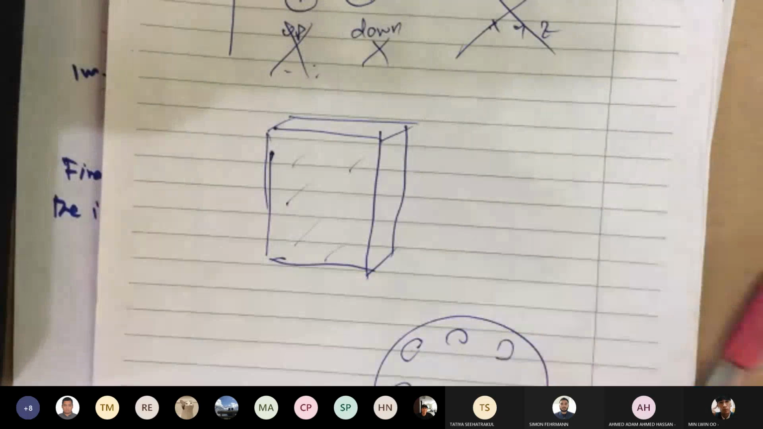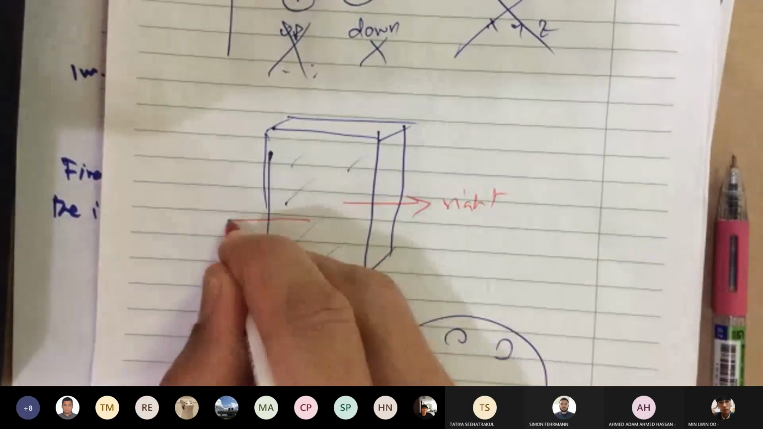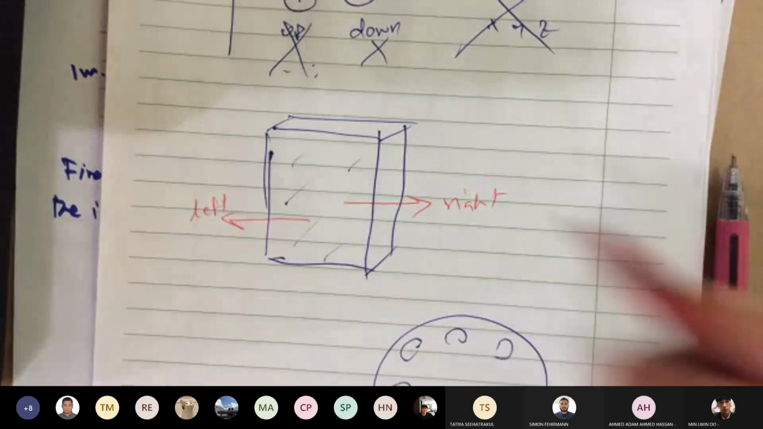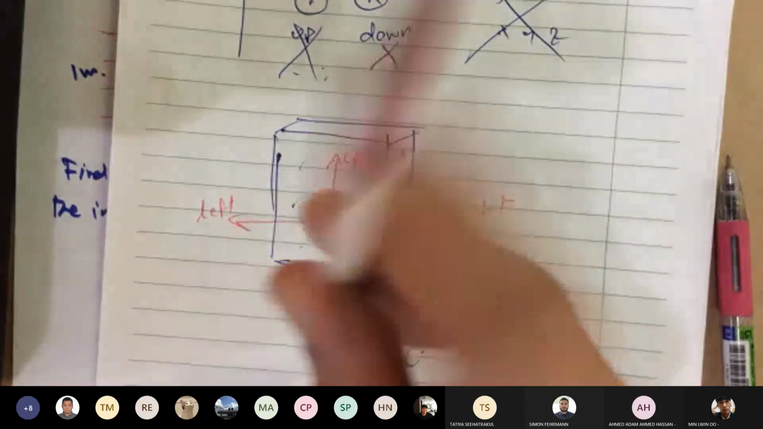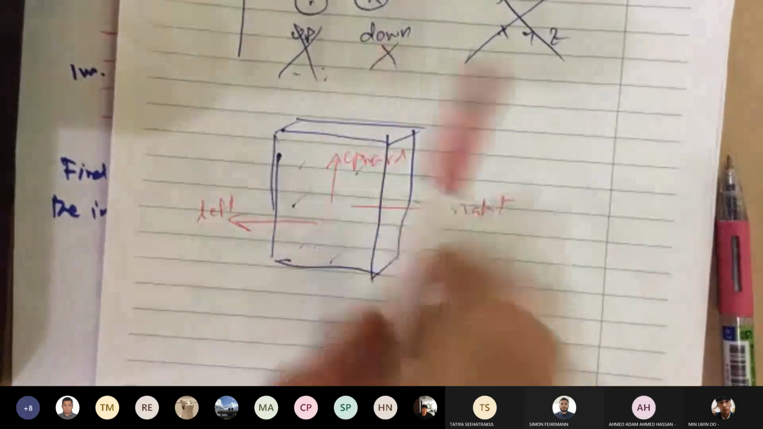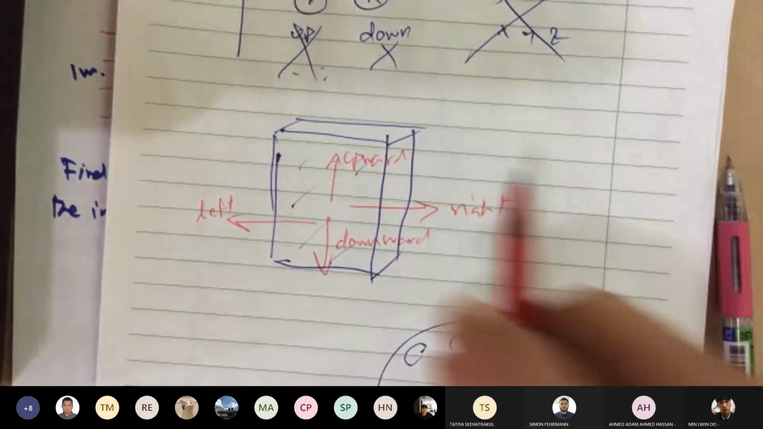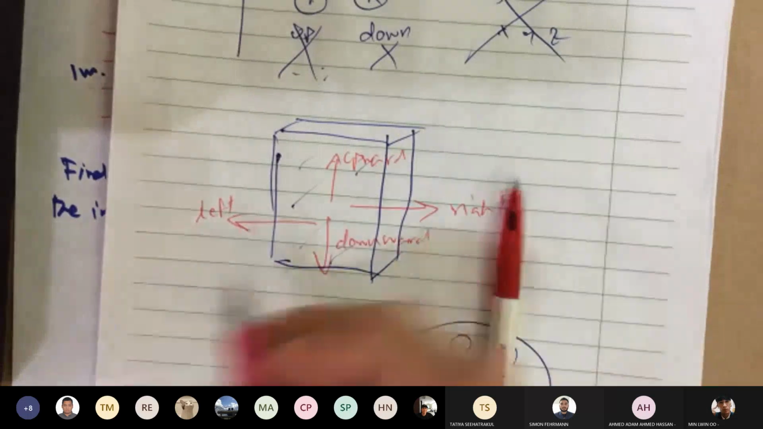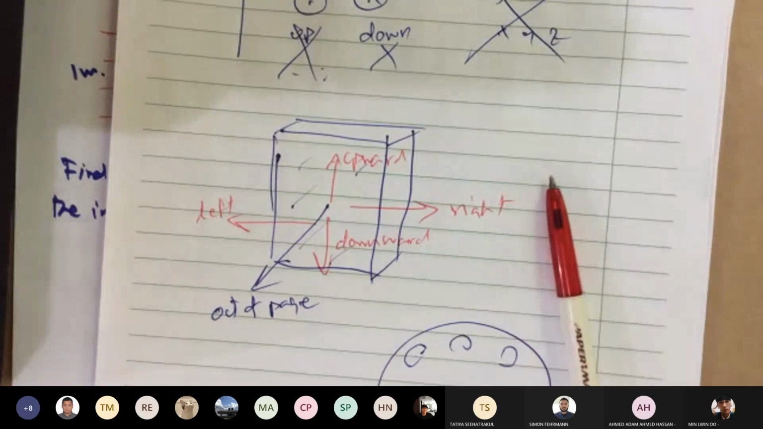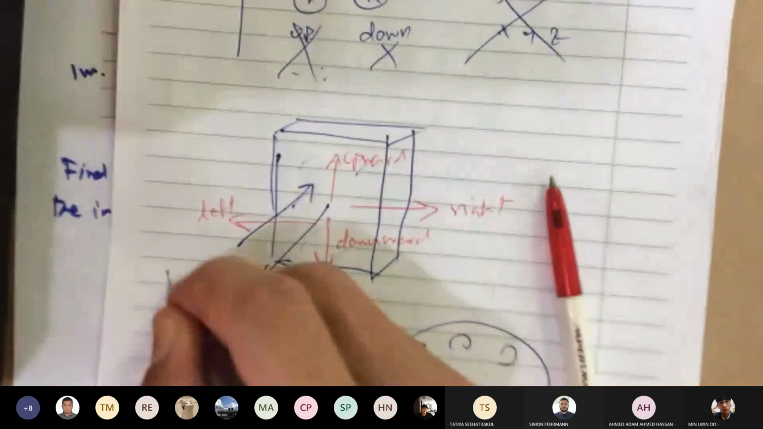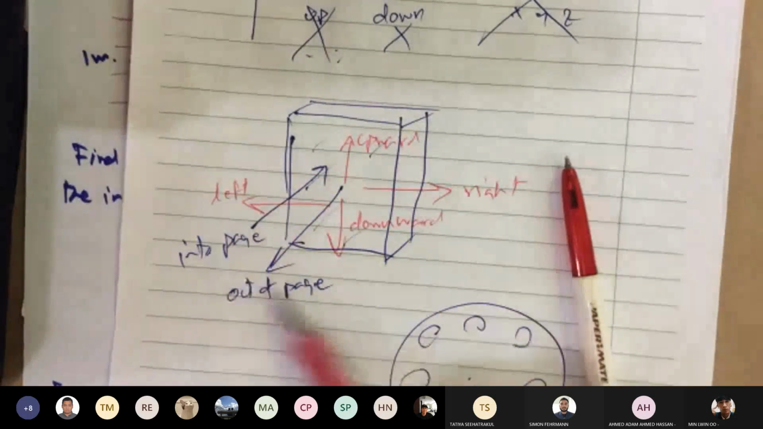Okay, this is right. This is left. This is up, upward. You can say upward, not upward from the paper, it's upward, like north. Downward. And then I'm drawing three-dimensional, so this is out of page, and this is into page. Okay, we have to conform to these rules.